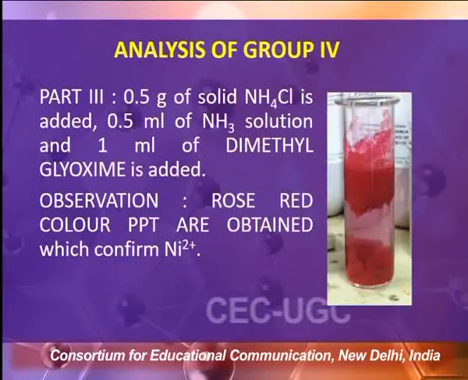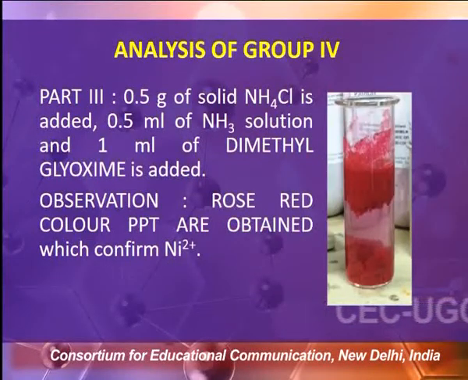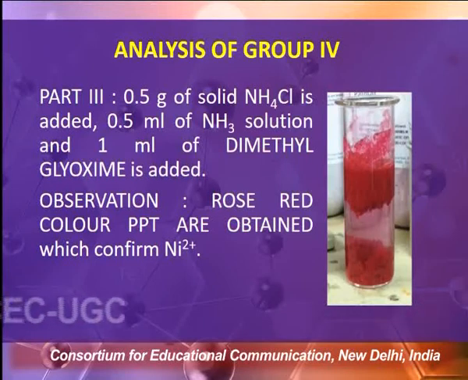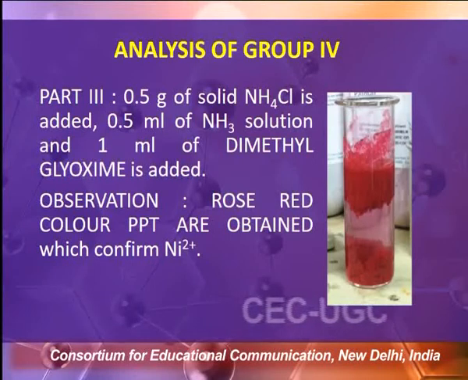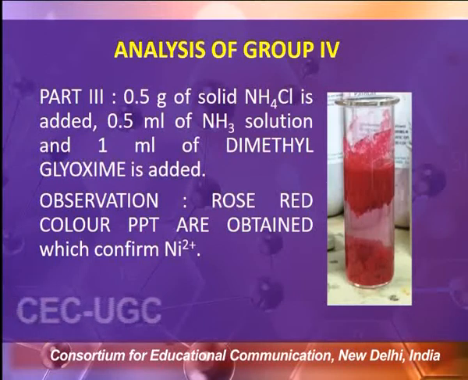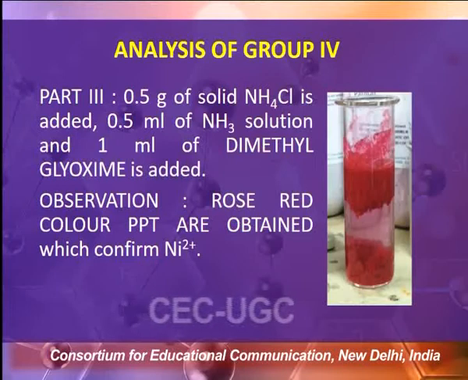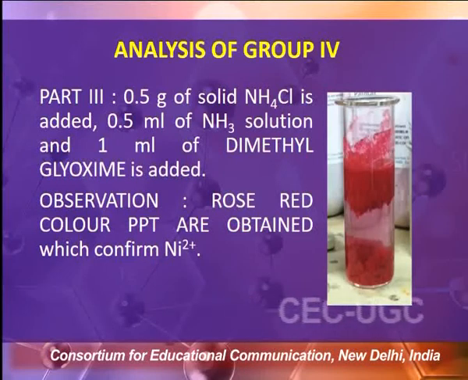To the third part of the solution, wherein the cobalt and the nickel sulfide residue have been extracted in aqua regia, 0.5 grams of solid ammonium chloride is added and then 0.5 ml of ammonia solution is added to this third part along with 1 ml of dimethyl glyoxime solution.